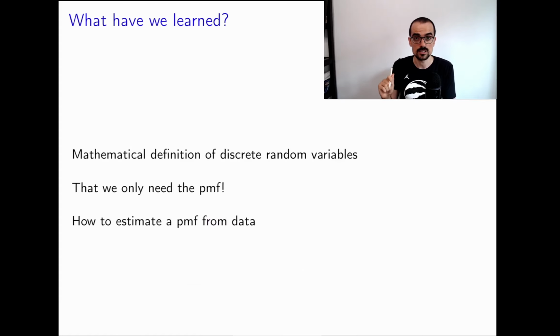Okay, so what have we learned here? We've learned the mathematical definition of discrete random variables, and hopefully we have learned to not be afraid of it because it makes sense, it's important. We just ignore it almost completely when we're doing data science. We just use the PMF instead, but it's good to know that it's there. We only need the PMF. We've learned what the probability mass function is, how to use it, how to derive the probability mass function if we have a function of a random variable. And then we have seen how to estimate the PMF from data. Because at the end of the day, that's what we're going to do in practice.